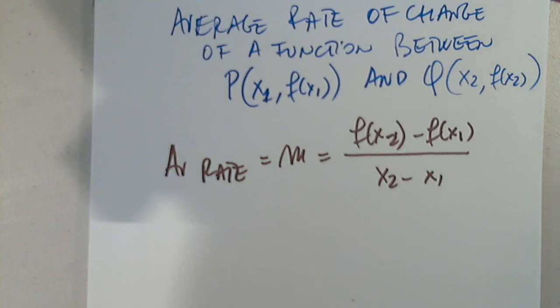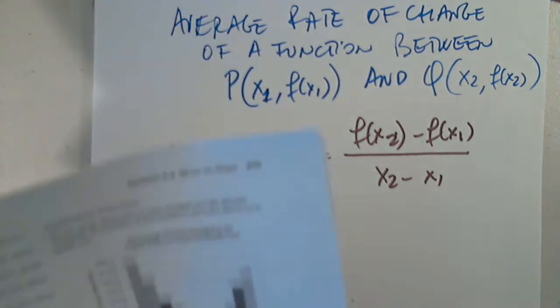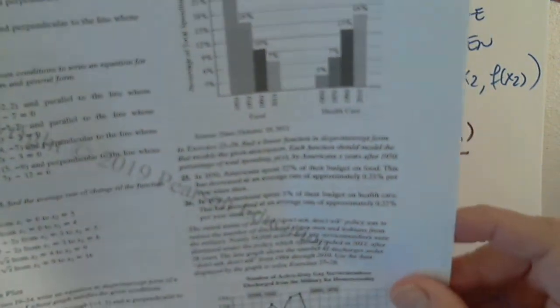So let's see the average rate of change, and then we'll talk about parallel and perpendicular lines, and that is the end of the material for test 1. So in case you came in late, test 1 is a week from today.